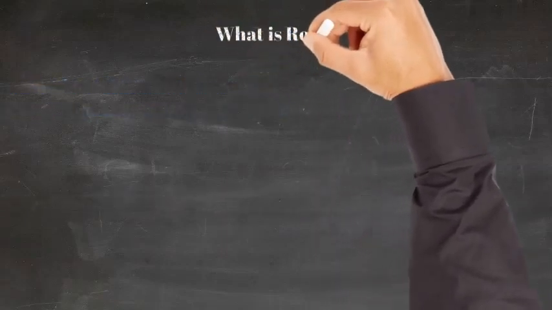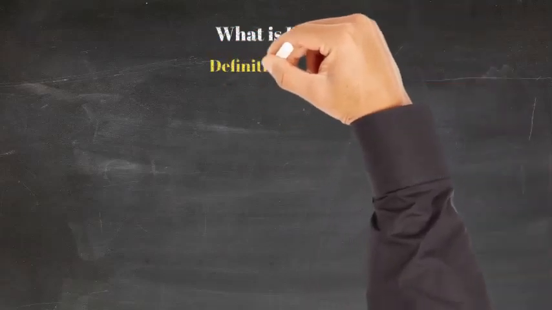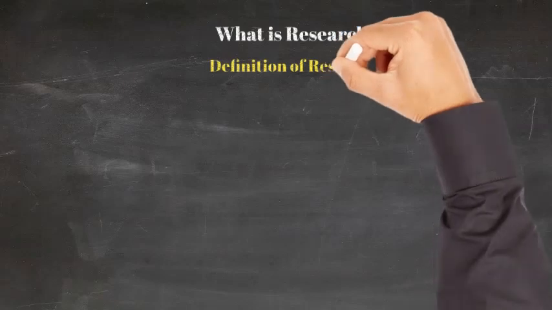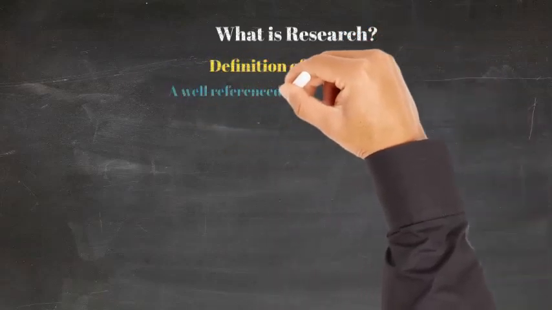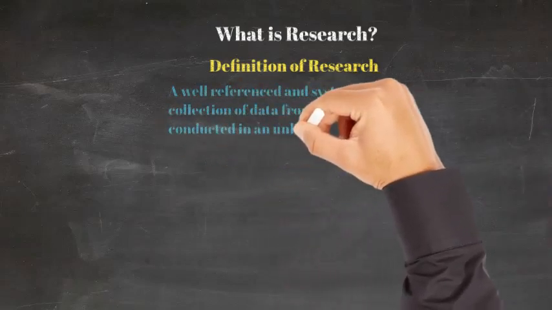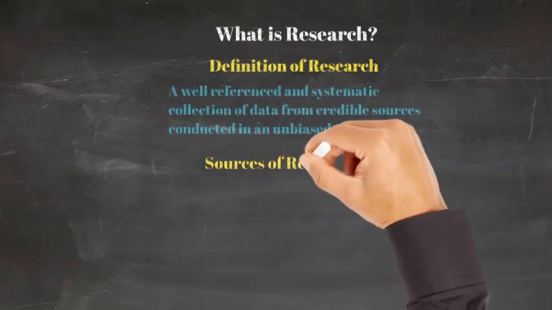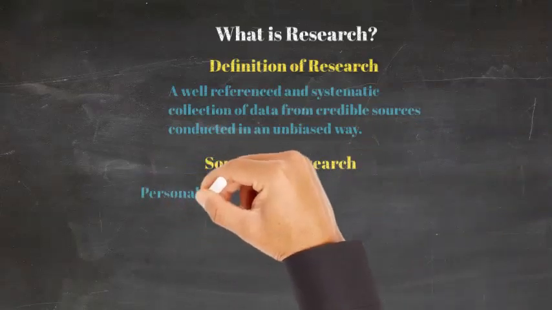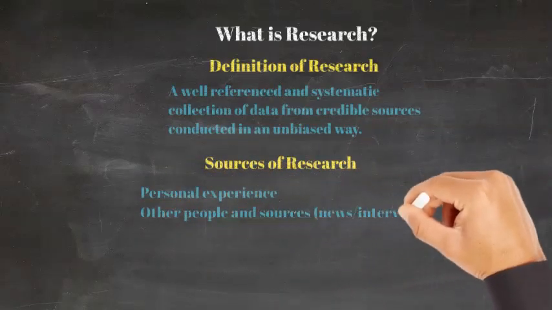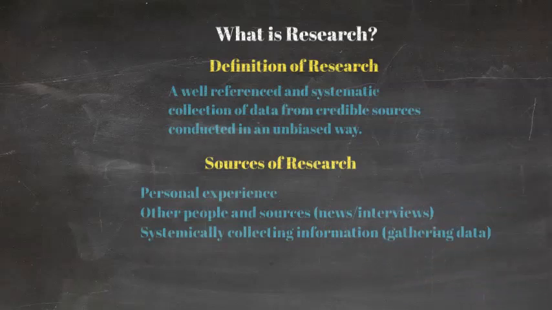There are multiple possible definitions for the word research. I think the most accurate definition is a well-referenced and systemic collection of data from credible sources conducted in an unbiased way. In my opinion, the most important aspect of this definition is the ending. If research is conducted in a biased or skewed way, then it can erroneously confirm theories that are not factual. This is why it is important research conditions and sources are heavily scrutinized during the process.